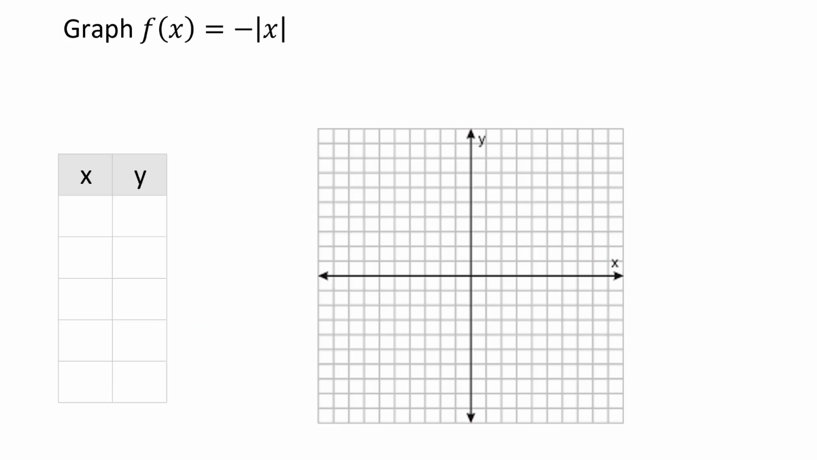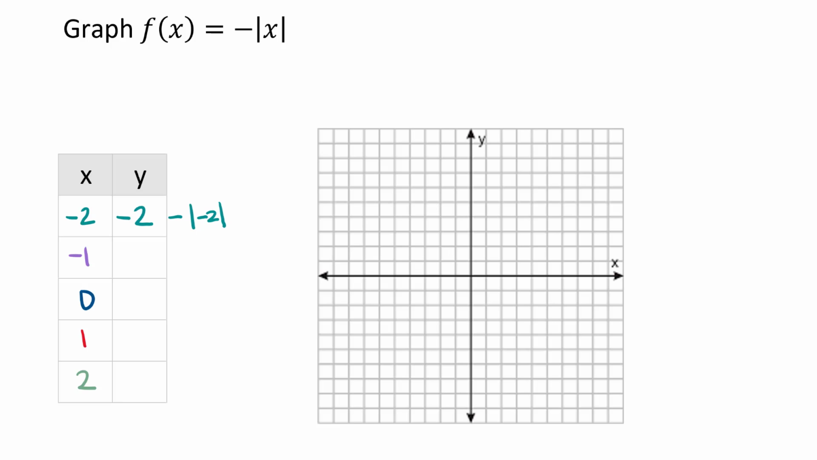All right, this time I have f of x equals negative the absolute value of x. And I'm just going to go back to my negative 2, negative 1, 0, 1, and 2. But you can choose whatever points you want. All right, so this time the negative is on the outside of the absolute value. So I have negative absolute value of negative 2. The absolute value of negative 2 is positive 2, but then we have that negative on the outside, which is going to actually keep that answer as a negative.